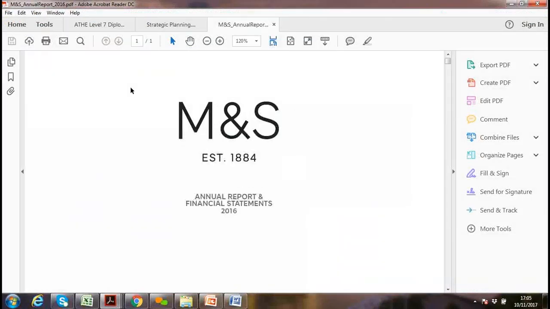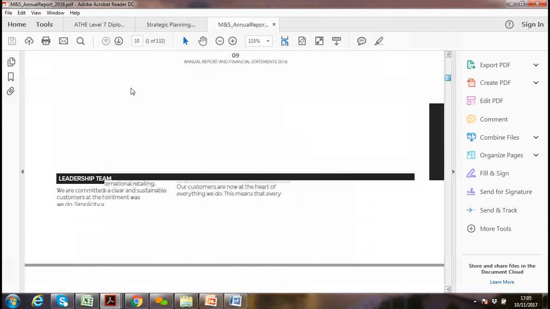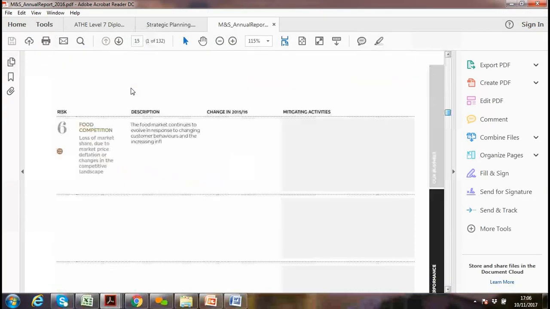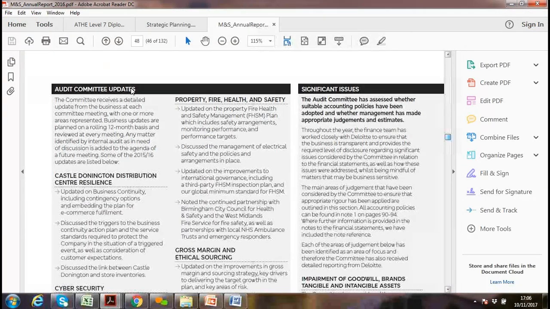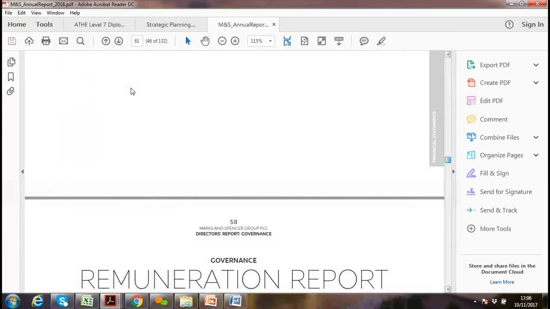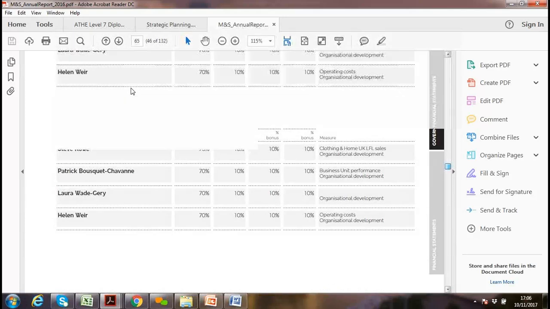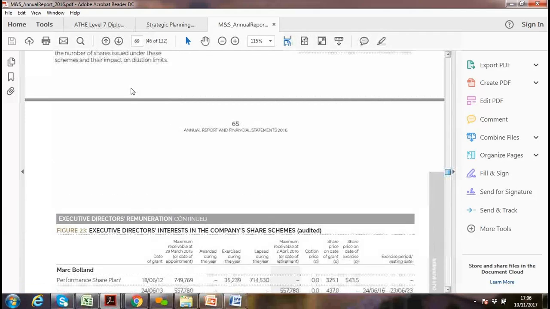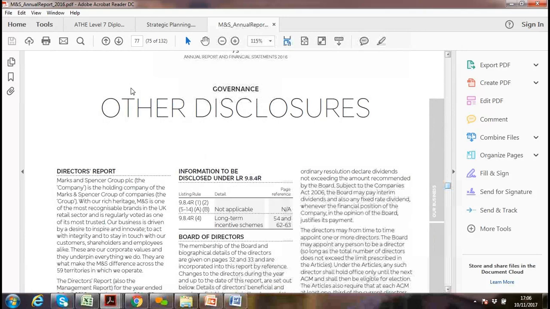If you look here, always go to their financial statements. This is a lot of information. You selected both companies, my favorite ones, Next and M&S. Oh, good.